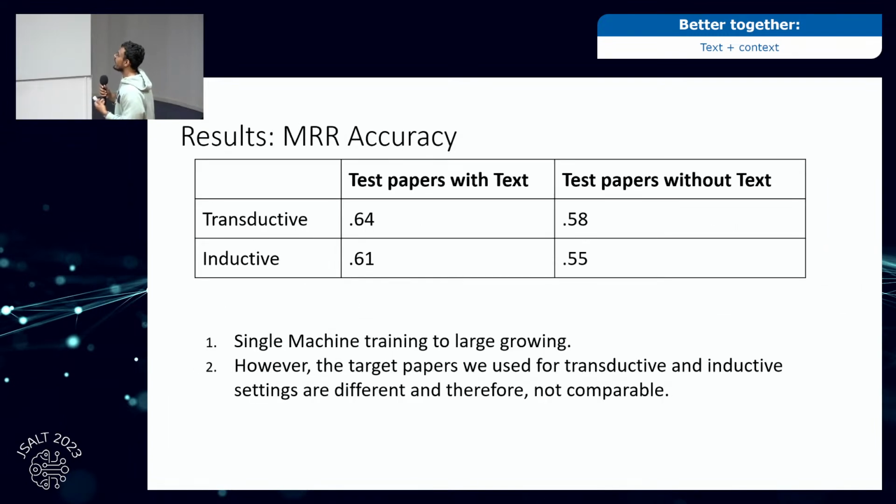And finally, the accuracy, the mean reciprocal rank that we have is, we can see that papers with text perform better in all cases than papers without text. That's expected, I guess, because we have more information and we're able to use it. But still, there is a substantial gap between them, and how to bridge that gap would be an interesting question to answer.